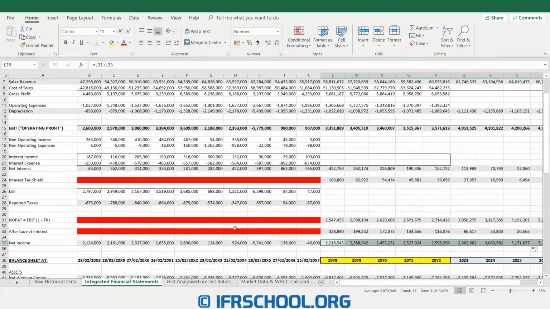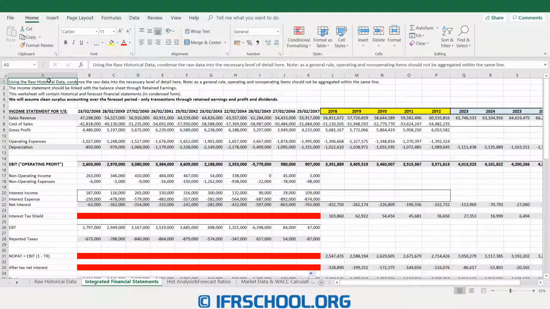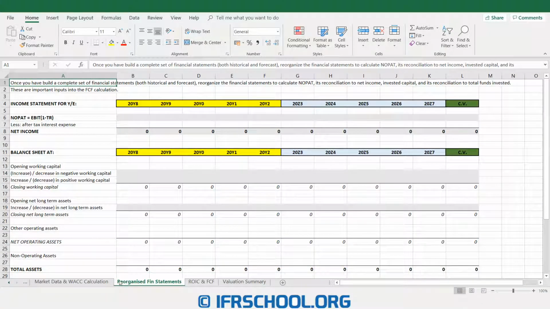We have now finished forecasting the income statement and balance sheet for Tesscow over our selected forecast period. We will use these forecast financial statements to extract the measures of free cash flow to the firm and free cash flow to equity that we need to perform the valuation. Next, we will reorganize the information in these forecast financial statements in order to more easily extract the components needed to calculate the free cash flow measures. We will do this in the Reorganized Financial Statements tab.